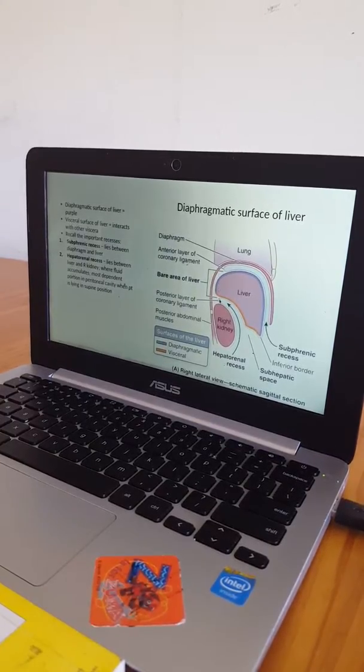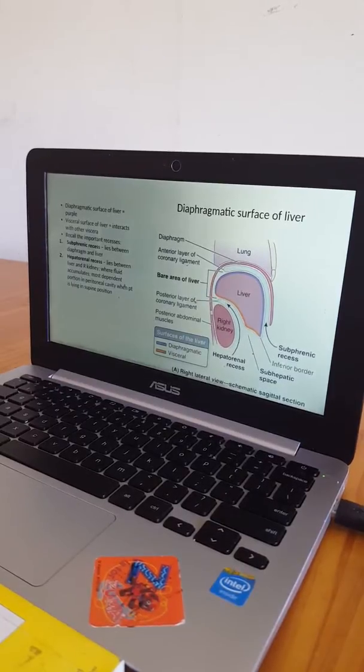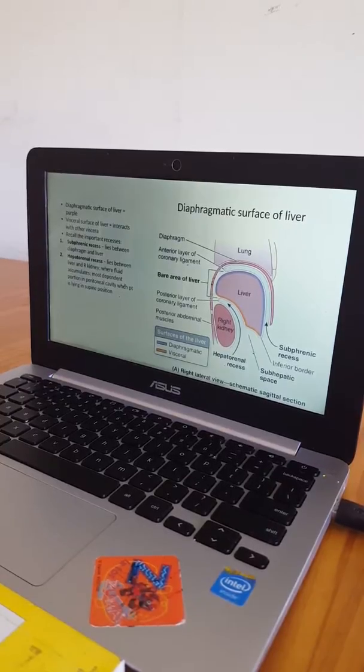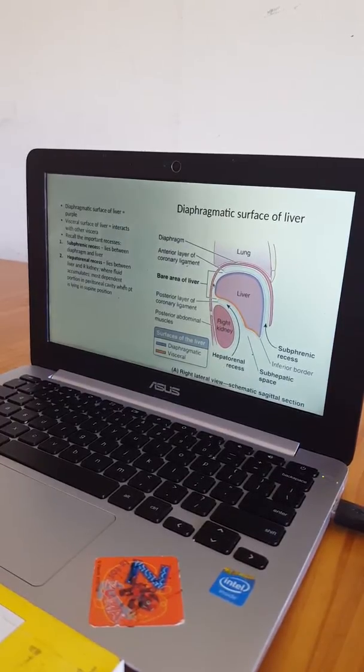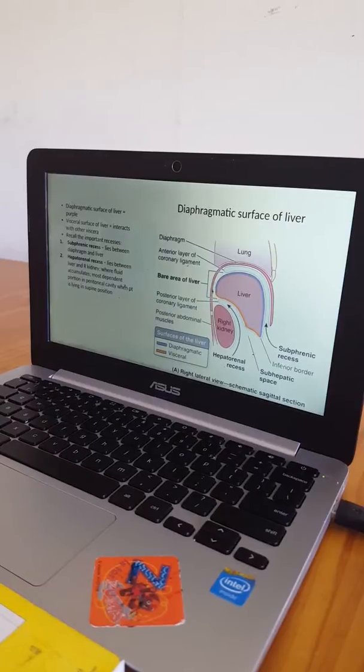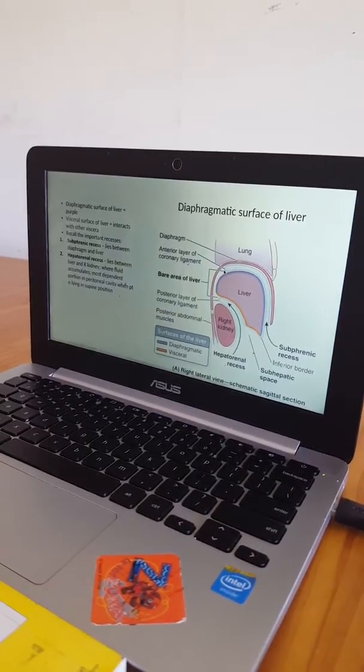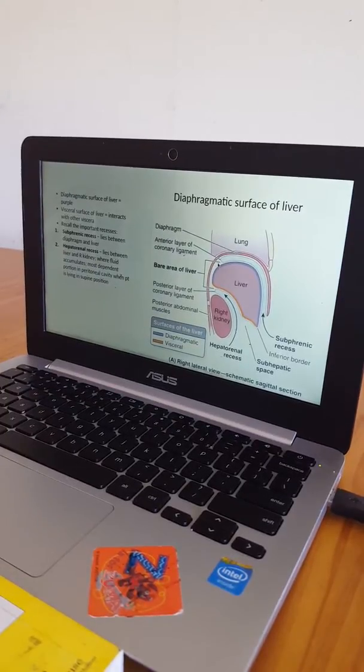But then there is a gap between the posterior. The coronary ligament has two layers, one posterior layer and one anterior layer. Between the two layers there is a small gap which has no covering over the liver. That is one of the important bare areas of the liver.